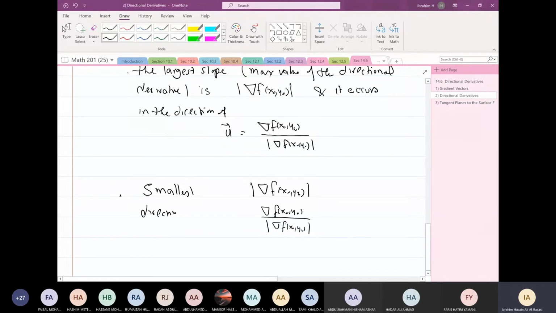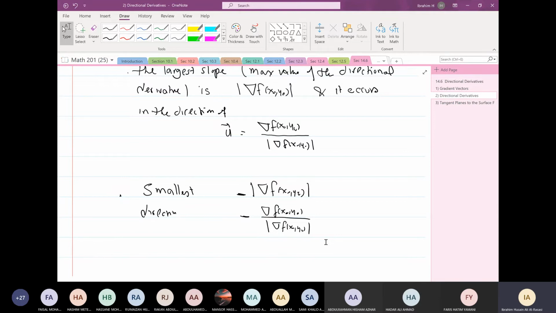So this is what you get when you copy and paste. The smallest will be the negative. The direction is the negative. So here it is positive, and here it is negative. The largest will be positive, the magnitude. The smallest is negative, the magnitude of the gradient. The direction is the same, the gradient over its magnitude, with a negative sign on the gradient. This is the largest value for the slope and the direction for the largest and smallest.